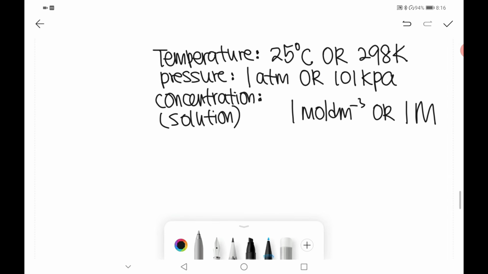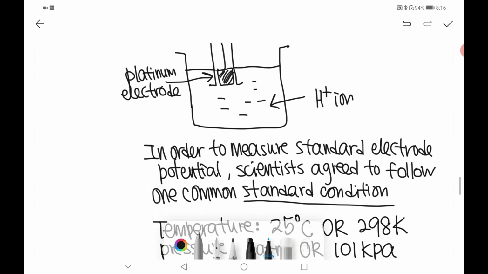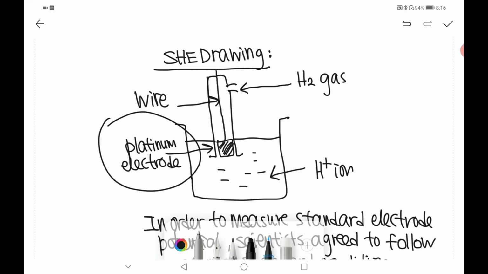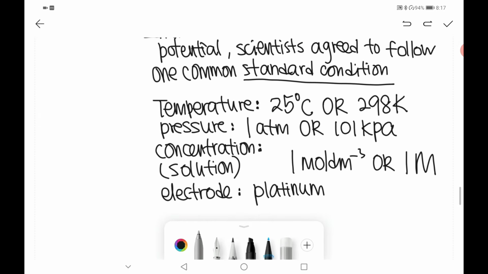The last thing is the electrode. When we want to measure the standard electrode potential, the electrode must be platinum. Just now, as you can see, I drew the platinum electrode in the SHE, the standard hydrogen electrode. It must be platinum. You cannot use copper or zinc here. If you draw SHE, the electrode must be platinum.